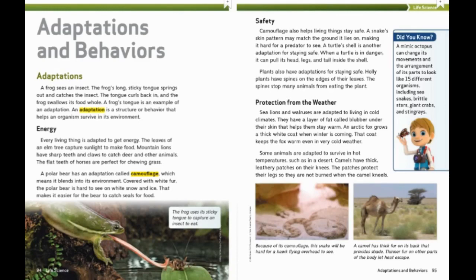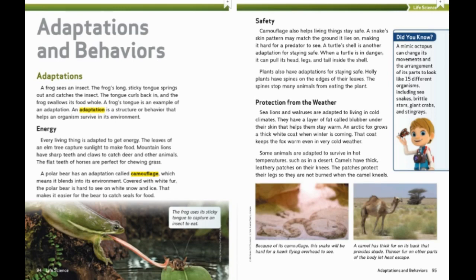Adaptations. A frog sees an insect. The frog's long, sticky tongue springs out and catches the insect. The tongue curls back in, and the frog swallows its food whole. The frog's tongue is an example of an adaptation. An adaptation is a structure or behavior that helps an organism survive in its environment.